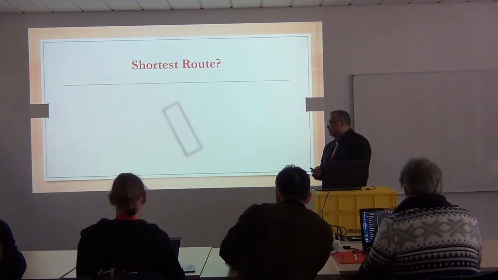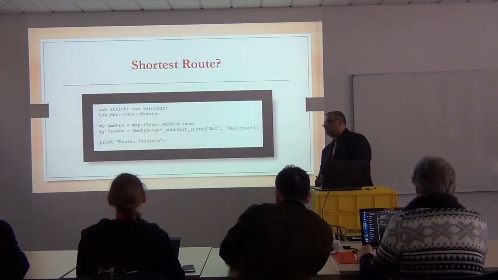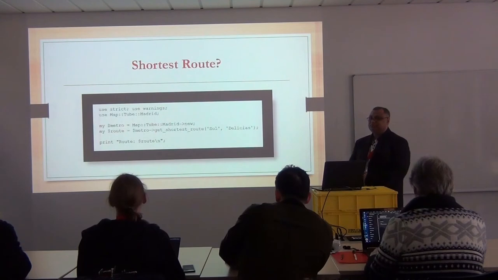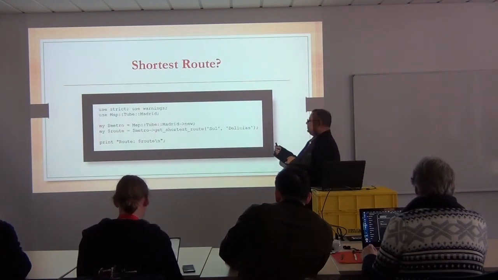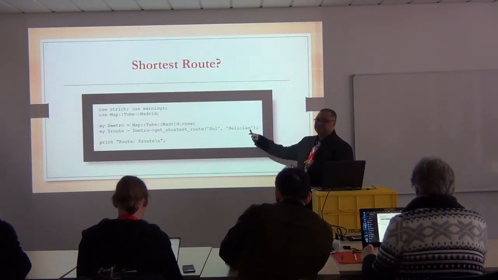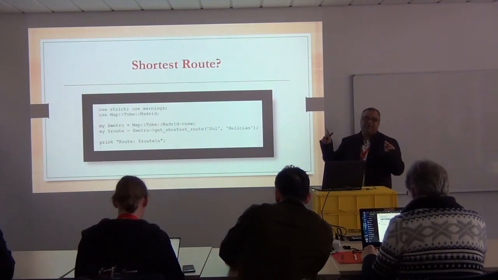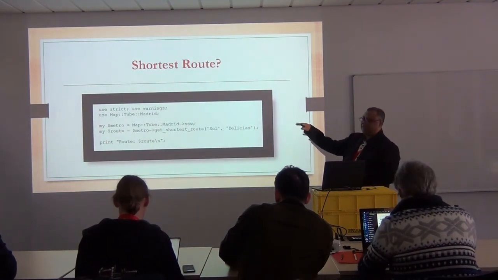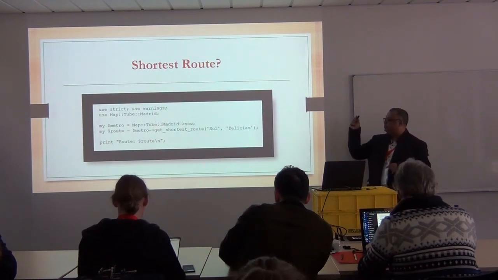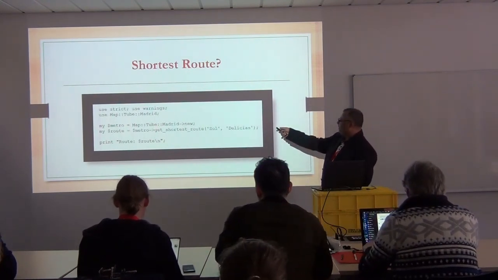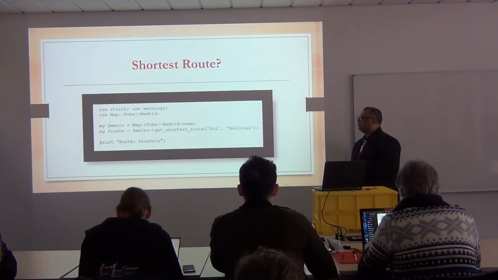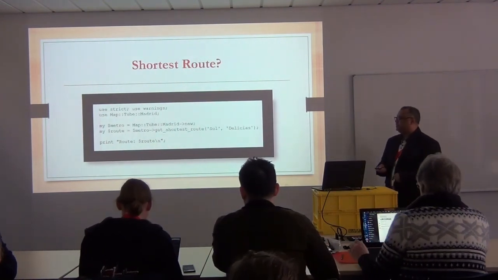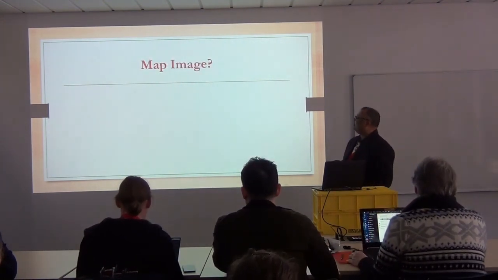Here is the magic. Now, I purposely picked two stations on one particular line. I'm not jumping lines, so these two stations are on the same line. I say, I want to go from one station to the other. Give me the route. And you get the route. No big deal.